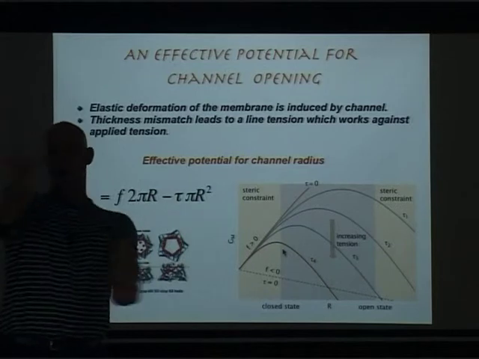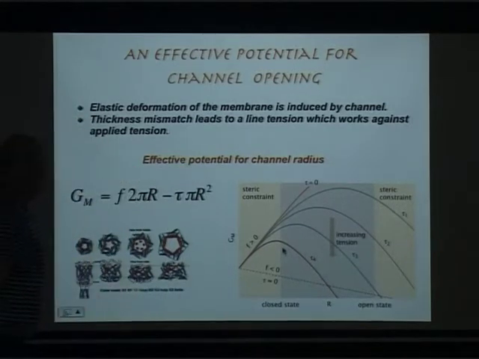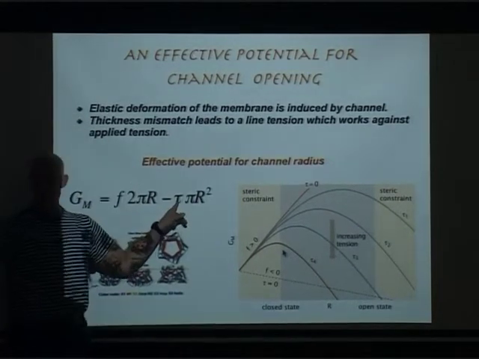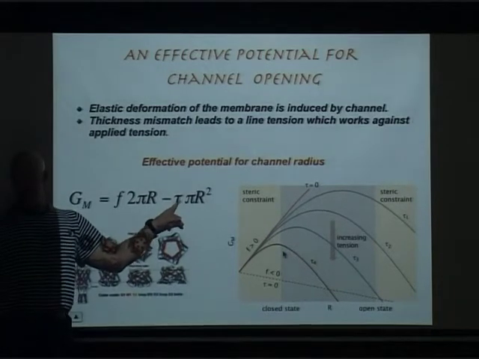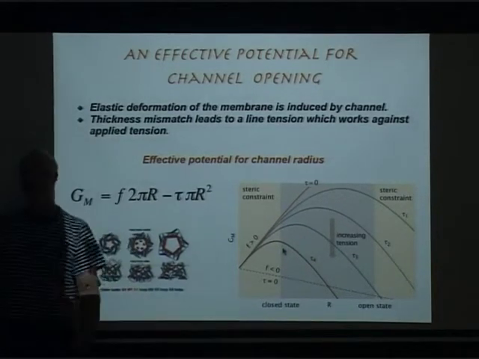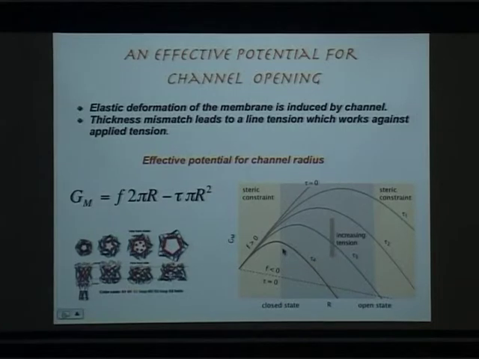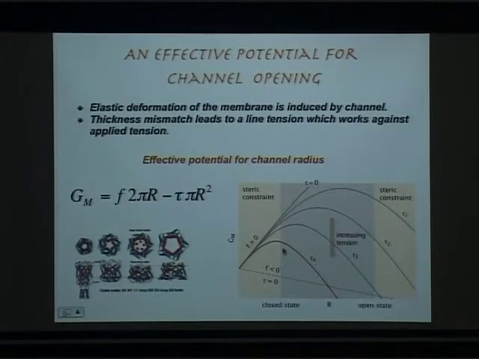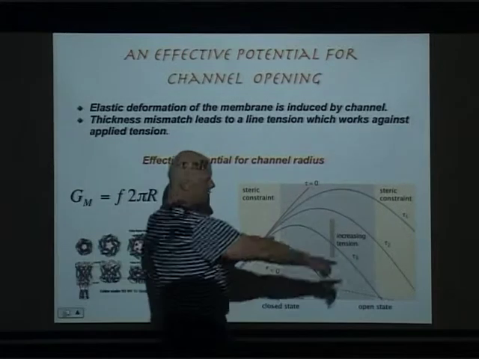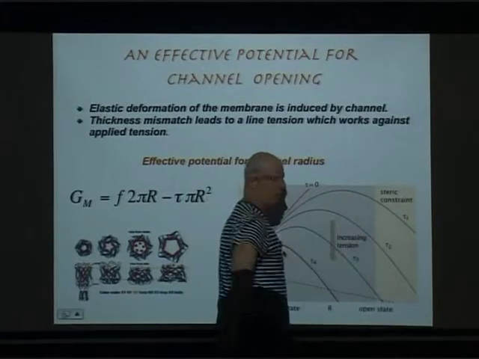Notice that it goes like 2 pi r. All right? And then this part is the weights falling, and it goes like pi r squared. So tau is basically the force per unit length pulling down when the thing relaxes. And so you can compute the critical tension, and that's when the open and the closed state are equal.